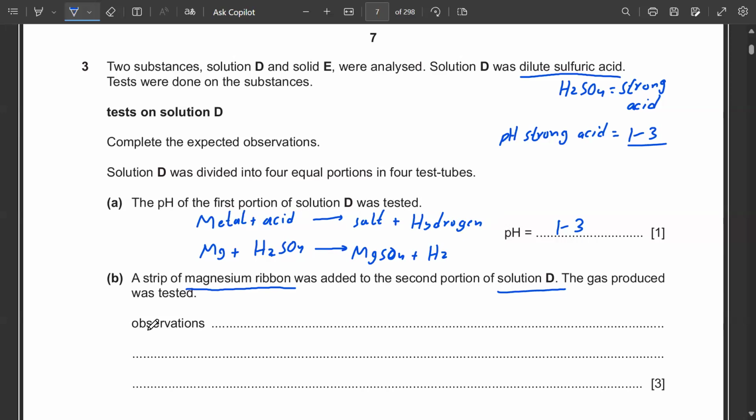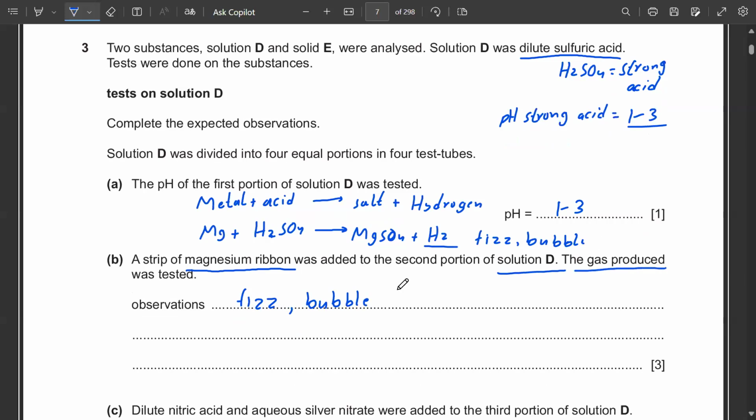So the observation will be the appearance in the solution, and we know that hydrogen gas is a gas, so it will be visible in the form of fizz, bubbles, or effervescence. So we write fizzing or fizz or bubbles. This is basically the observation of the gas, and then the gas produced was tested. So you have to tell the observation of the test as well.